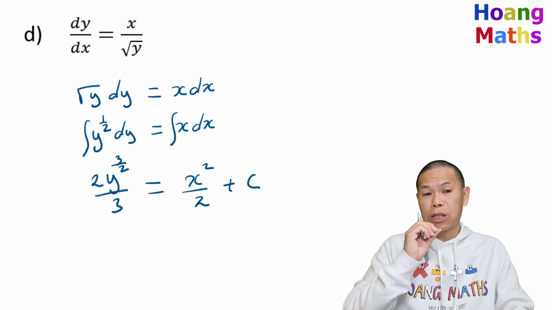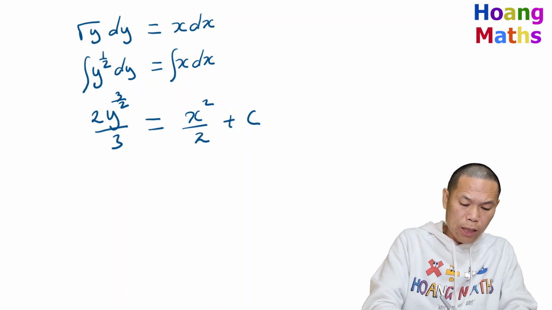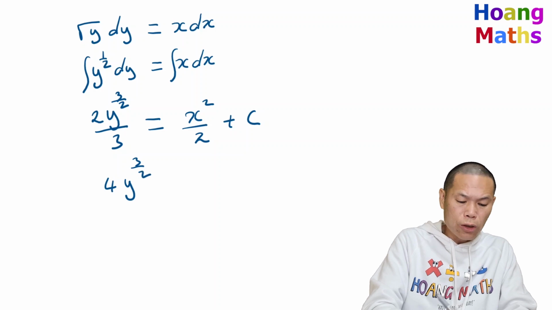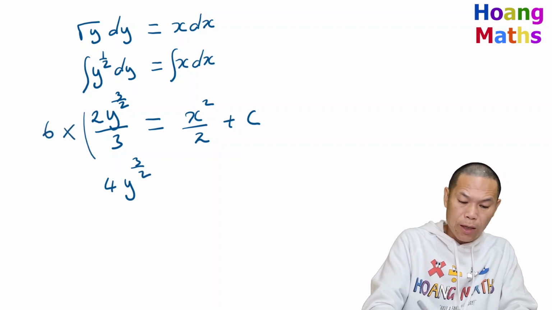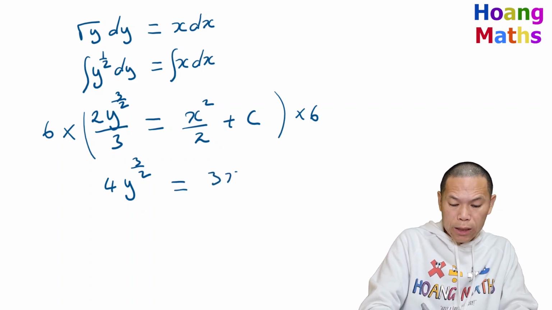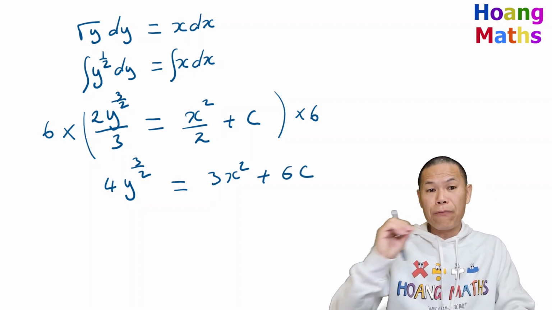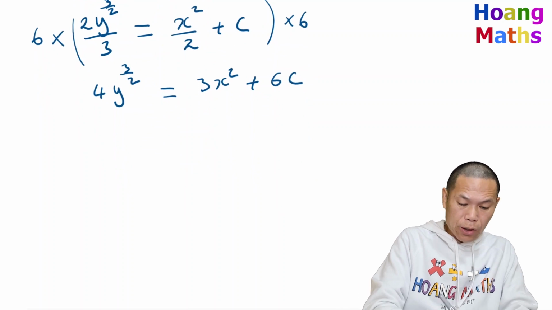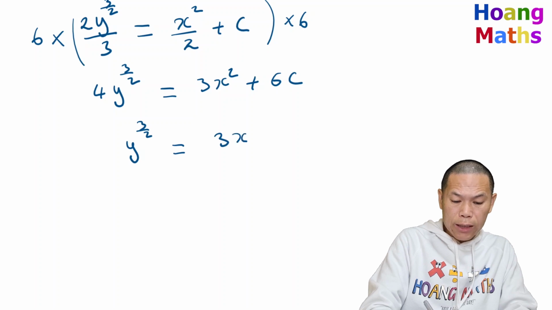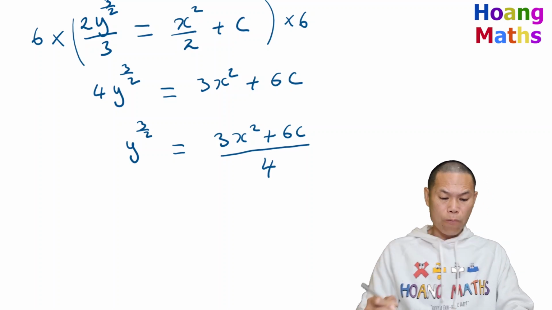So now let me times 6 on both sides, because we need to get rid of the fractions. If I times 6 on both sides, this becomes 4y to the power of 3 over 2, because I times 6 here. And that becomes 3x squared plus 6c. So now I divide everything by 4, because we solve for y. So y to the power of 3 over 2 is 3x squared plus 6c, divided by 4.